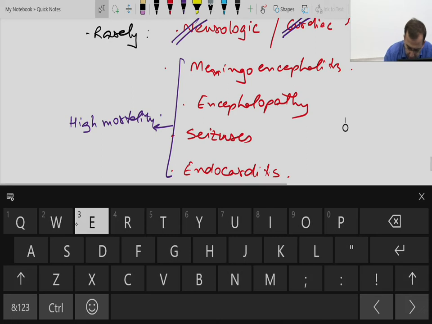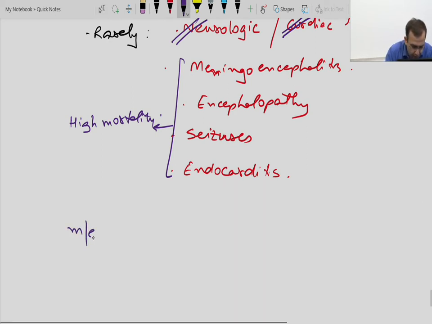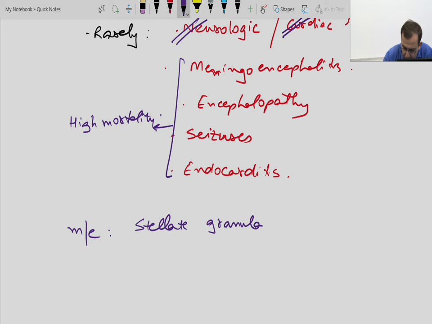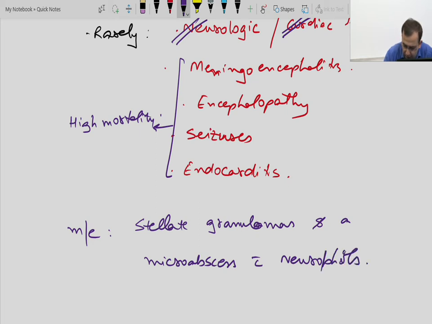Next point, coming to the main question, that is microscopy. Microscopically, it shows stellate granulomas. It shows the presence of stellate granulomas and a microabscess with neutrophils. This is the classical presentation of cat scratch disease. We see stellate granulomas with debris and neutrophils.